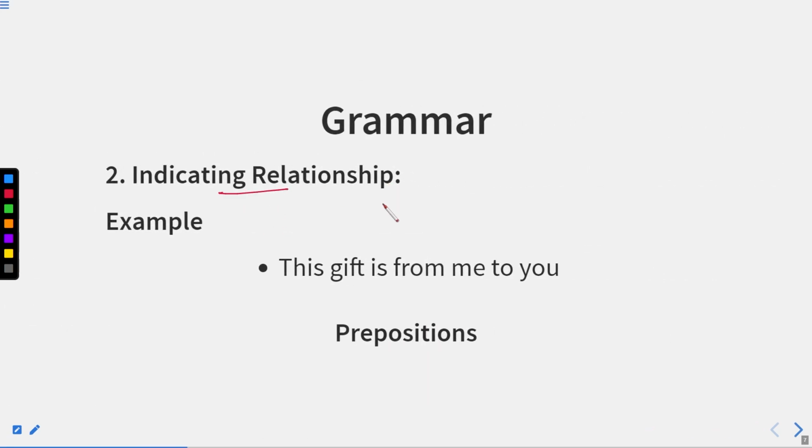Indicating relationship. This gift is from me to you. Now, whenever we have to indicate the particular relation of one to another, we can use the preposition to. For example, this gift. Now, what is the relation of this gift? This gift is from me to you. So, I'm relating myself to you for this gift. You are the destination. So, we can use to here as well. Of course, whenever we have the preposition from, we use to with it as a pair.